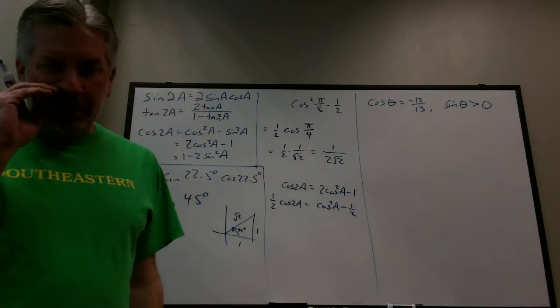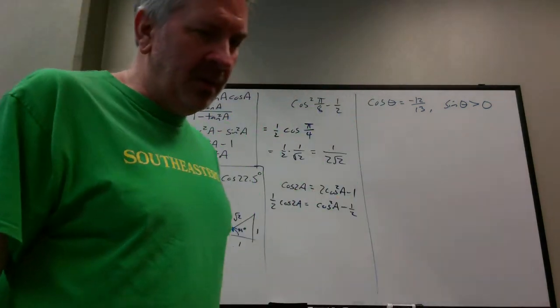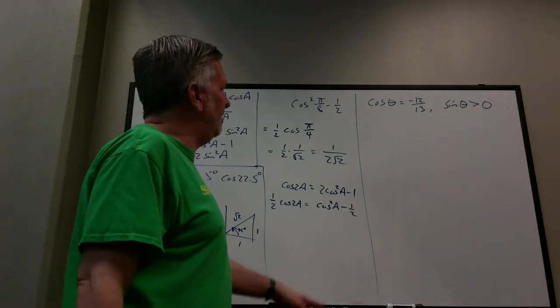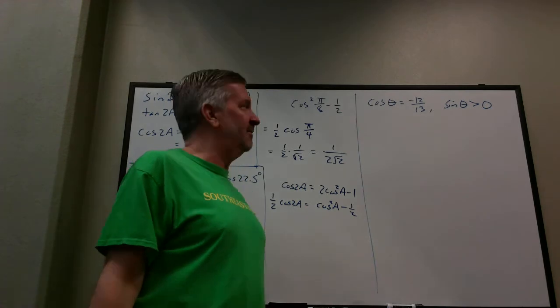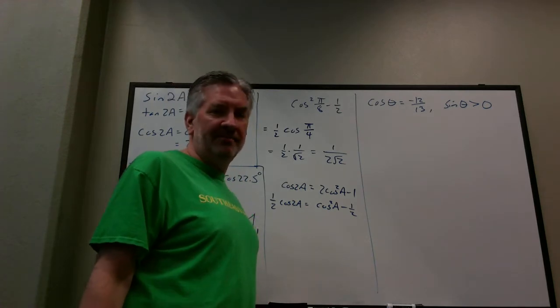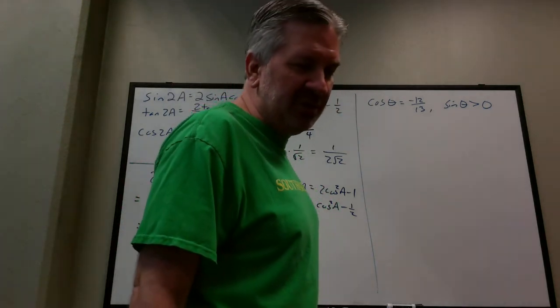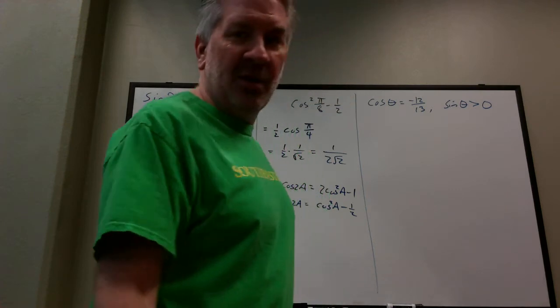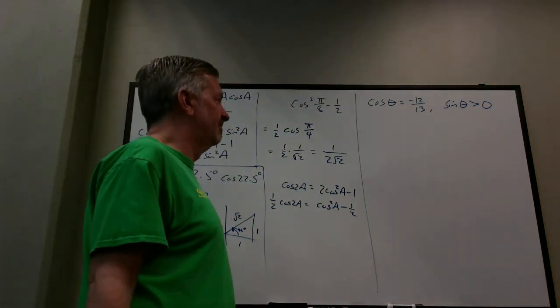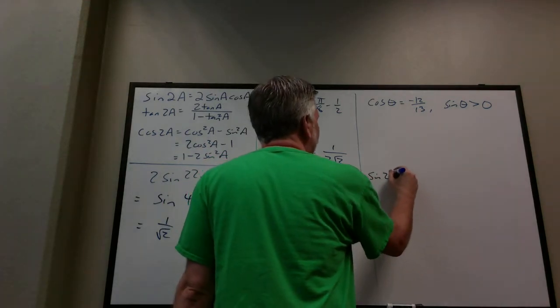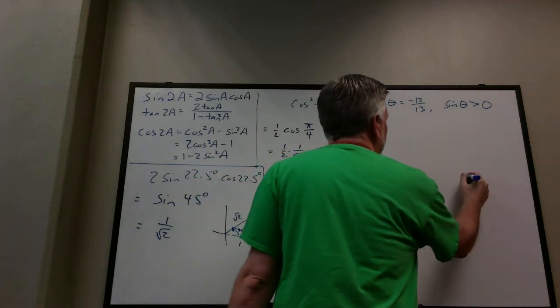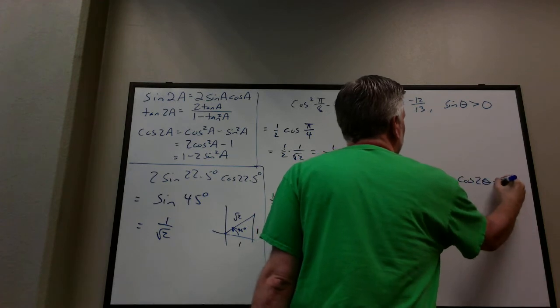Okay, now the next one says, suppose that cosine theta is minus 12/13 and sine theta is positive. That's a lot of information about theta. The instructions say find sine of 2 theta and cosine of 2 theta. So I'm trying to find sine of 2 theta, and I want to find cosine of 2 theta.